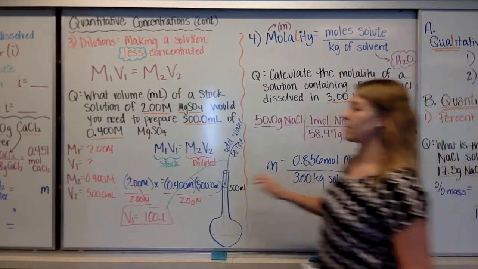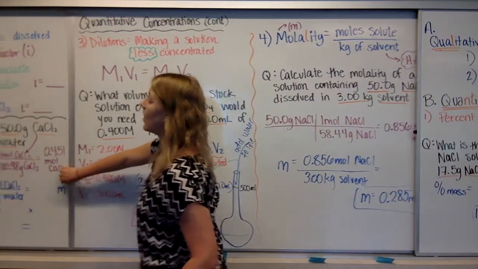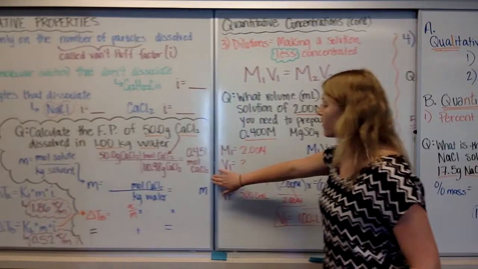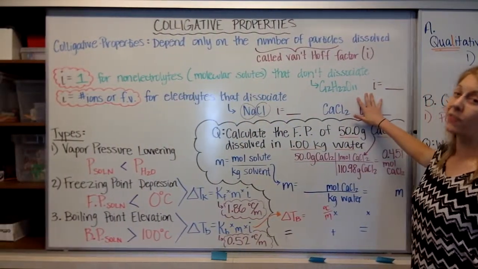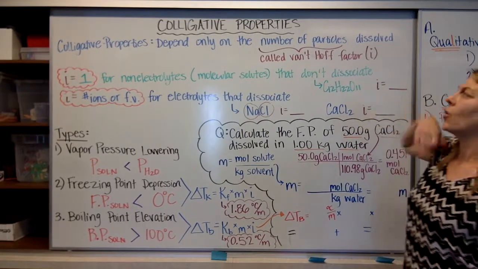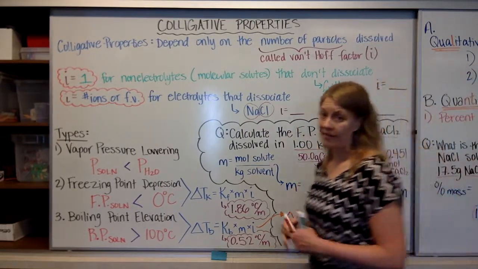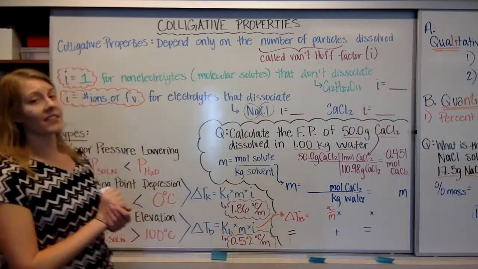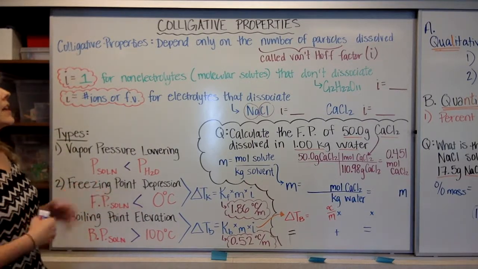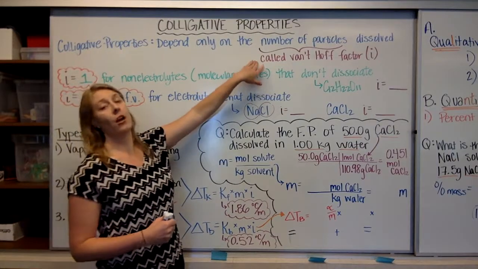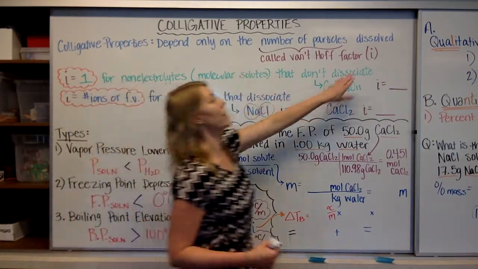Now, last one that we're going to talk about is not really a concentration, but it's using that molality we just looked at to calculate boiling point and freezing point. What we're talking about now is colligative properties. Colligative properties are properties that depend only on the number of particles dissolved in solution. That number of particles we call the van't Hoff factor, and we abbreviate it with an i.